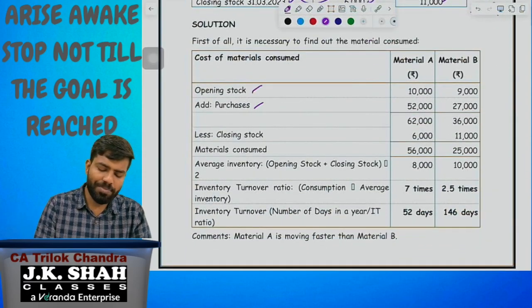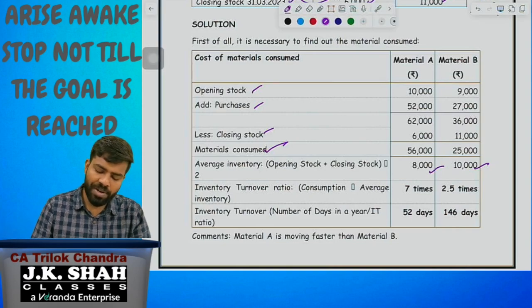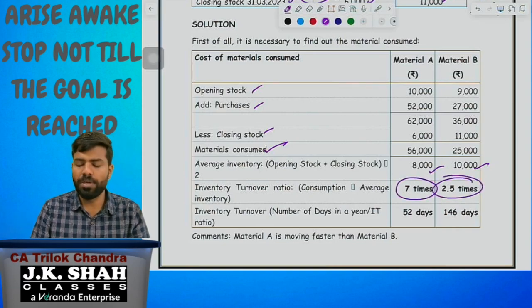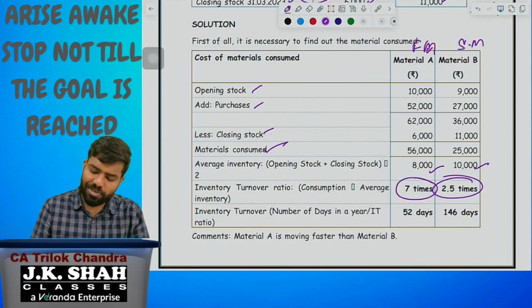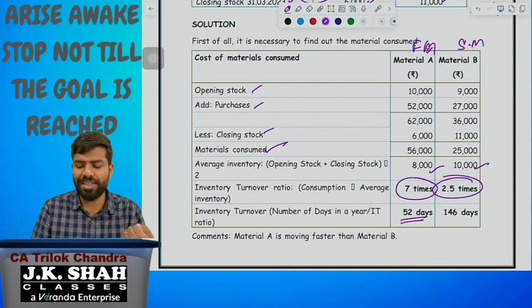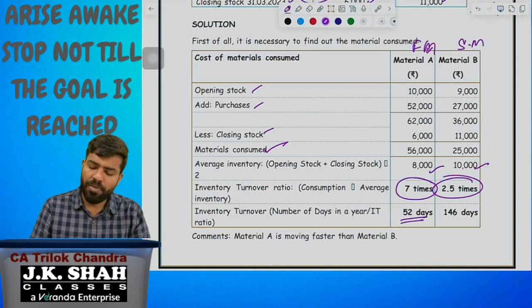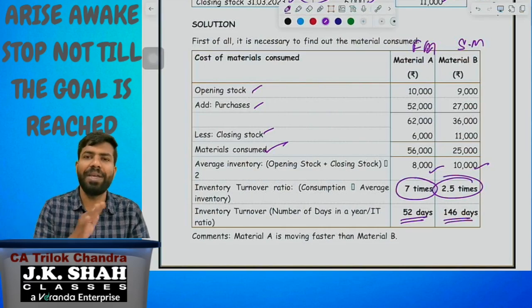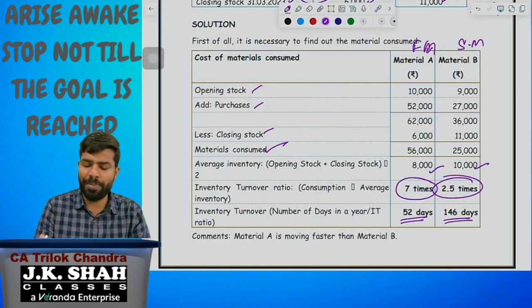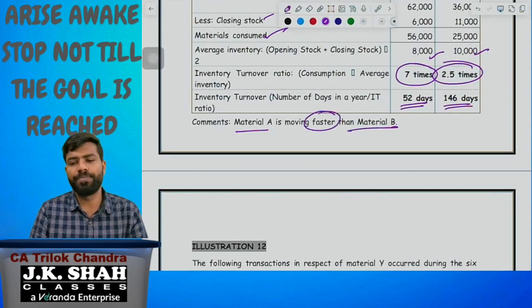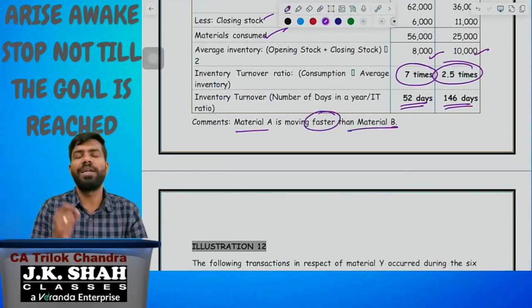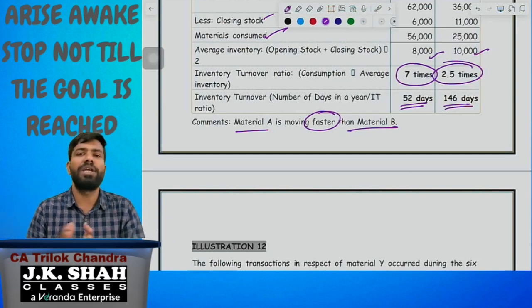Opening stock plus purchases minus closing stock will give consumption. Average inventory is 8,000 and 10,000. Inventory turnover ratio is 7 times and 2.5 times. Now tell me which is fast moving. A is fast moving and B is slow moving. They calculated days also. Within 52 days, we can sell or consume material A. It will take 146 days to consume material B. So material A is fast moving and material B is slow moving. Look at the comment: material A is moving faster than material B. This is the concept related to the inventory turnover ratio.